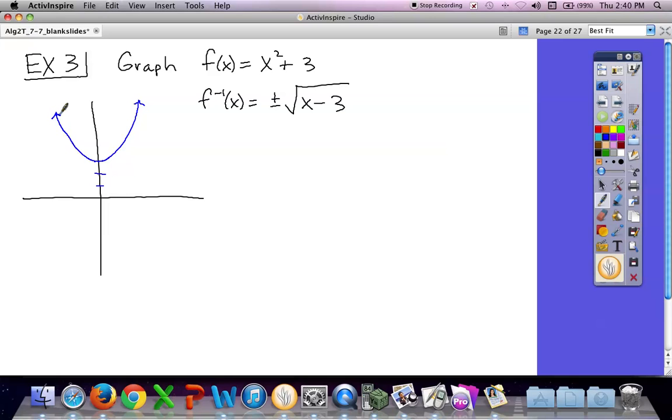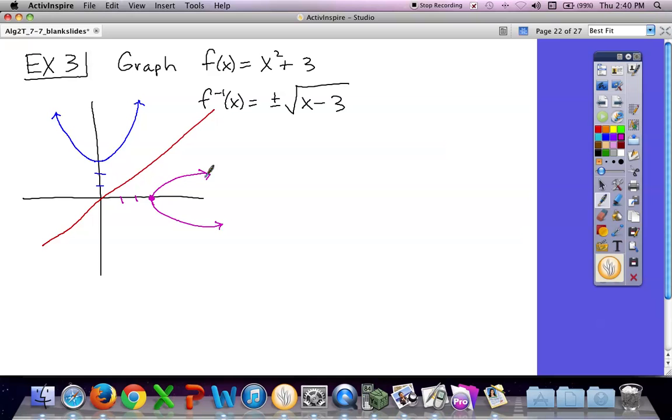Okay. So we would expect that if this thing is symmetric with respect to the line y equals x, that's a pretty bad line, but that's all right, then if this one had a point on it which was 0, 3, this one must have a point on it which is 3, 0. Right? If this thing opened up, this thing should open to the right, so that it looks like it could be the same thing, just on either side of that line. That's not a very satisfying graph.